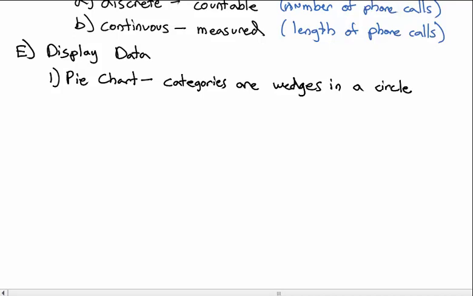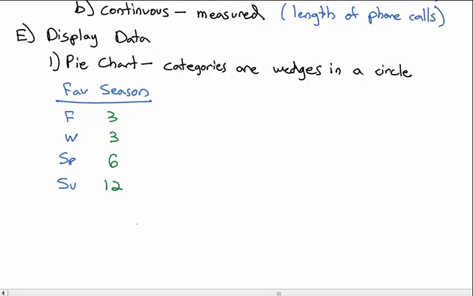So let's say we did some data and we said, what is your favorite season? Fall, winter, spring, or summer? And 3 people picked fall. Let's say 3 people picked winter, 6 people picked spring, and 12 people picked summer. So there's 24 total, right?